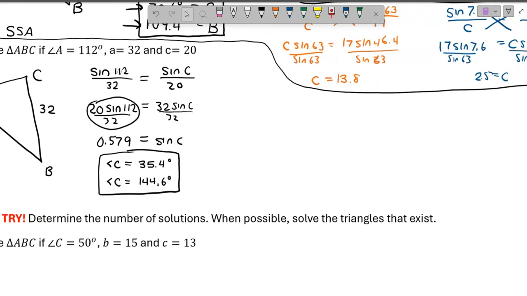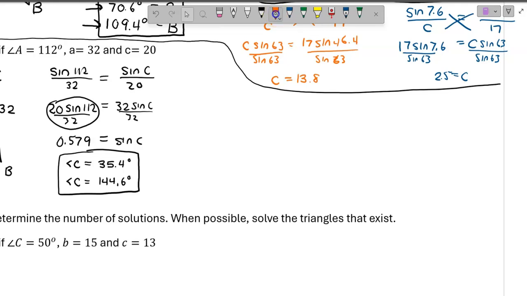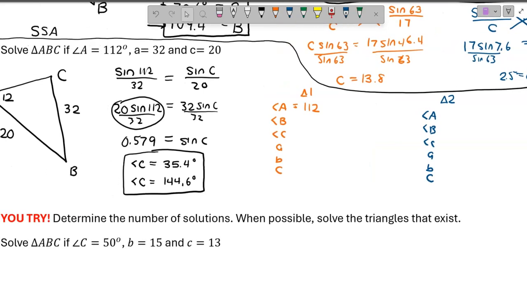And so let's begin the same organization that we set up in the last problem. We're going to have triangle 1, and then we're going to have triangle 2. Let's start with triangle 1. So let's write out our structure here. I like to write out all the givens, and then we'll start to solve these things in just a moment. So angle B, angle C, A, B, C. All right, so what do we know? Well, we know that angle A is 112. We know that side A is 32. And we know that side C is 20.